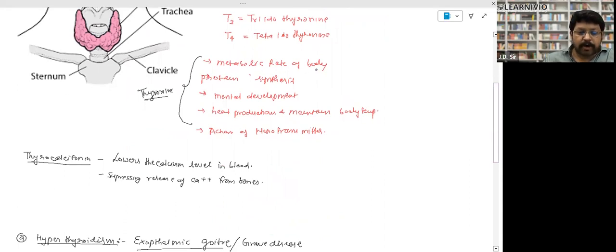What is the function of thyroxine? It increases the metabolic rate of the body, protein synthesis, helps in mental development, heat production, and maintains body temperature, right? They are responsible for the formation of neurotransmitters. Calcitonin lowers the calcium level in the blood. If the calcium level increases, it will lower it by depositing calcium into the bone, suppressing the release of calcium from the bone.